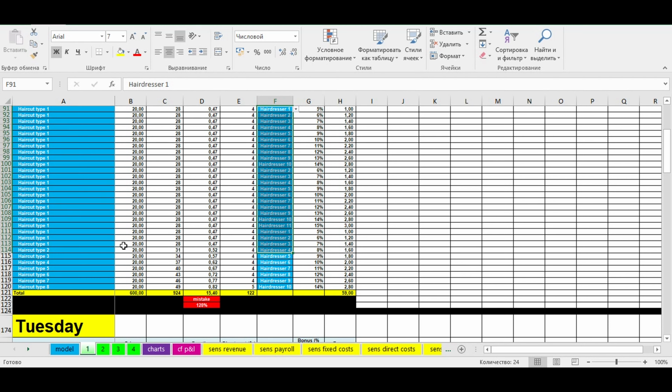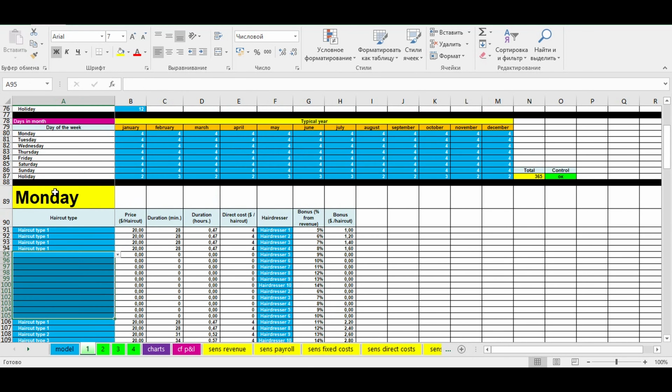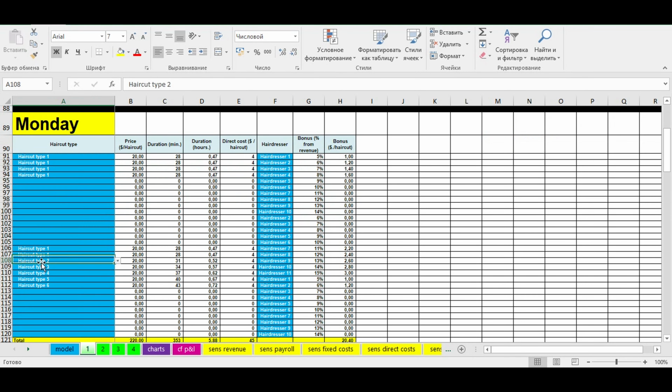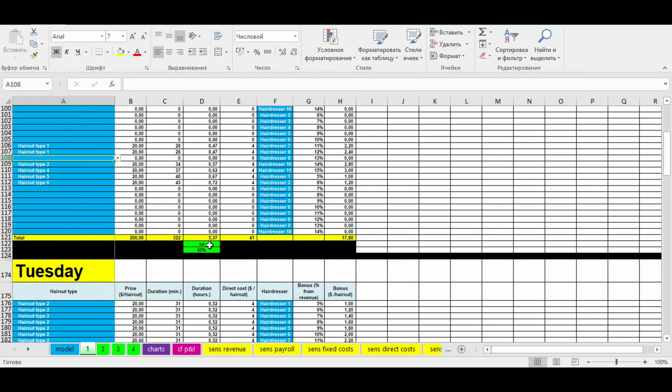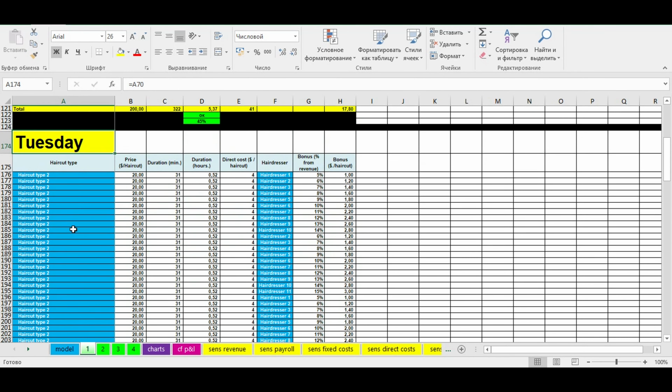At the end of the day, we have a control cell where we can see the level of occupancy of working time. And you can see if that is real or not. Also, you have an additional controlling instrument which will help you to avoid exceeding the working time by total time of services made. This is also very useful for you. The same table is done for other weekdays and holidays.